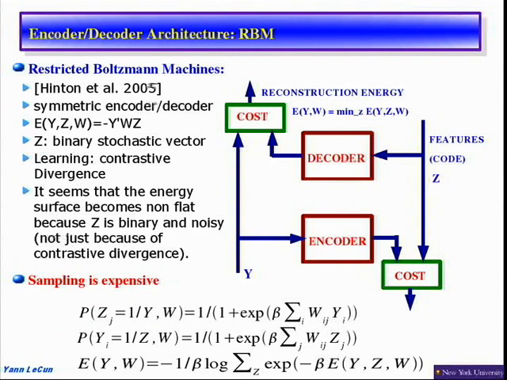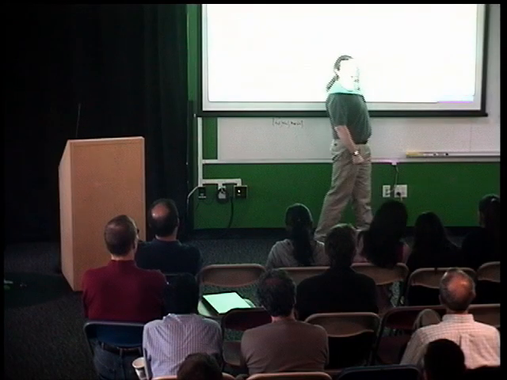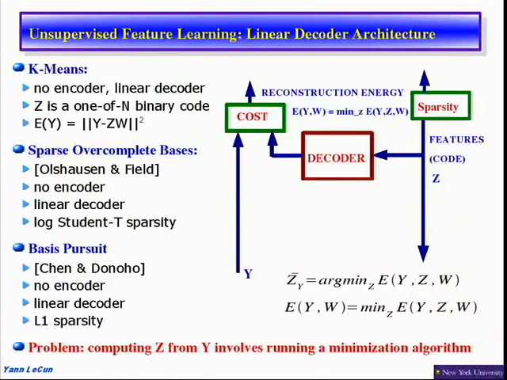The restricted Boltzmann machine, which is Jeff Hinton's favorite model, is something like this also. I'm not going to go into the details of this, but suffice it to say that you can view it in those terms as well. And there's a number of other algorithms like k-means, sparse overcomplete basis from Olshausen and Field, and basis pursuit that are basically versions of this where you don't have an encoder. Okay, so these are situations where you plug in an input and you run a minimization algorithm over z to figure out which value of z minimizes the reconstruction error, but no one tells you what z should be. There's no predictor that tells you what z should be. Okay?